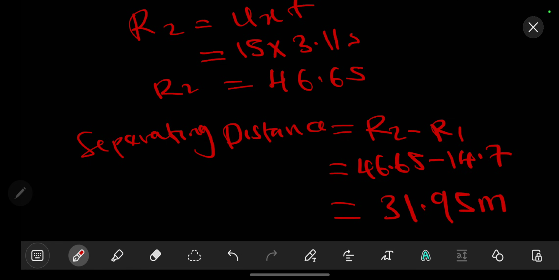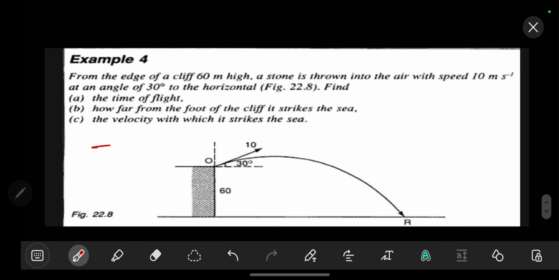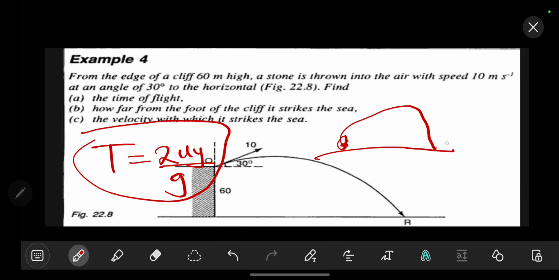So let's look at our next problem. Example 4 says, from the edge of a cliff 60 meters high, a stone is thrown into the air with speed 10 meters per second at an angle of 30 degrees to the horizontal. We are asked for the time of flight, how far from the foot of the cliff it strikes the sea, and the velocity with which it strikes the sea. So here you can never use the formula for time of flight, never, because it is not starting at the same point and ending at the same point in terms of the y.